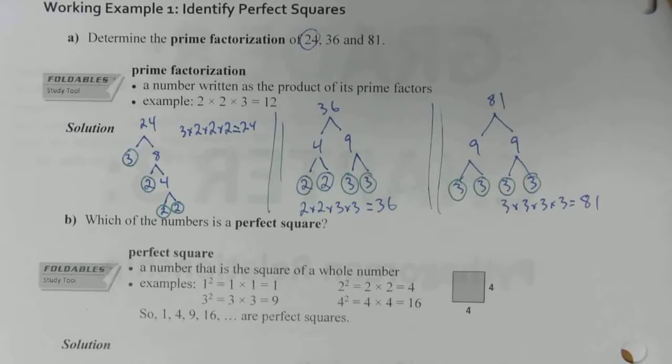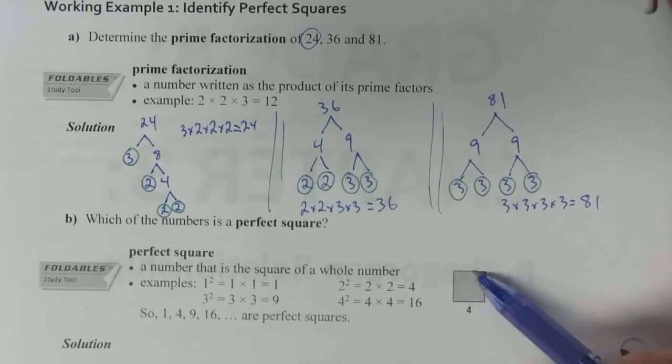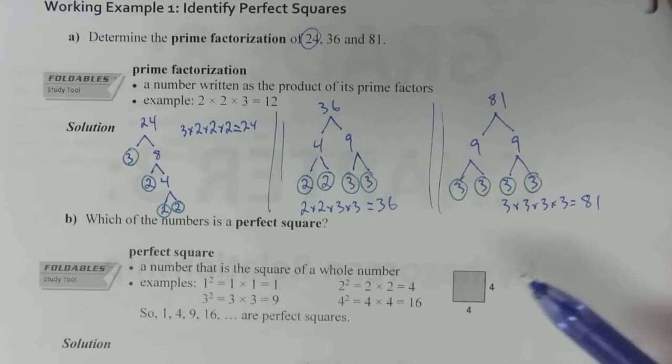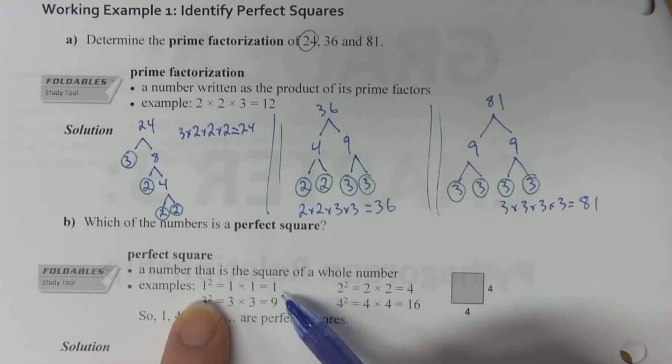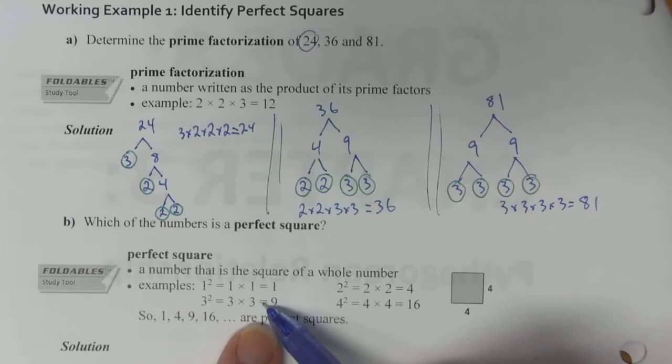Part B, which of the numbers is a perfect square? Now, a perfect square can be illustrated as being the area of a square. Like we've got over here, we've got a square drawn out. So its area is a number that is a perfect square. Now some examples of perfect squares. 1 squared, which is also written as 1 times 1, is just 1. That one is not an outstanding example, but it is true. 3 squared is 3 times 3, which we know is 9. 9 is a perfect square.